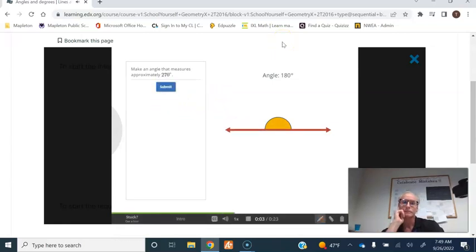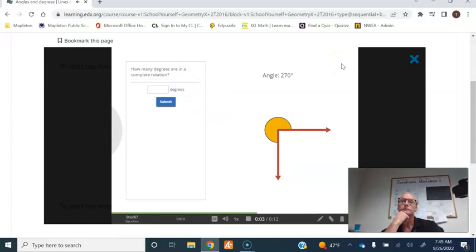Right, so a 180-degree angle is the angle between rays that point in opposite directions. You'll sometimes hear that 180 degrees is the angle in a straight line, because these two rays pointing in opposite directions together make a straight line. Next, try making an even bigger angle, one that's approximately 270 degrees. And there it is. Well done.